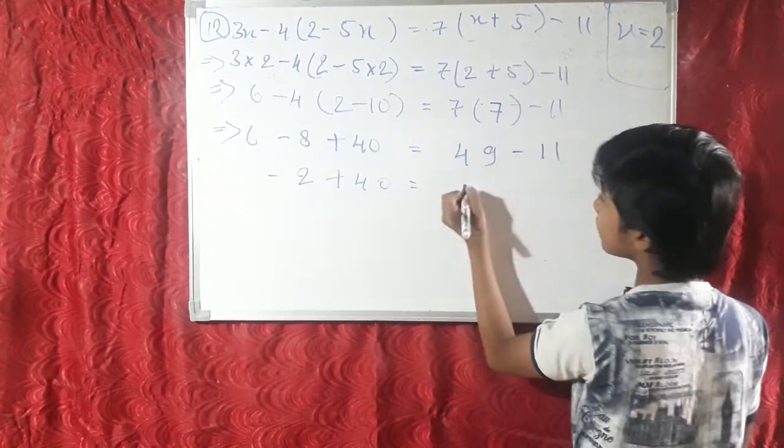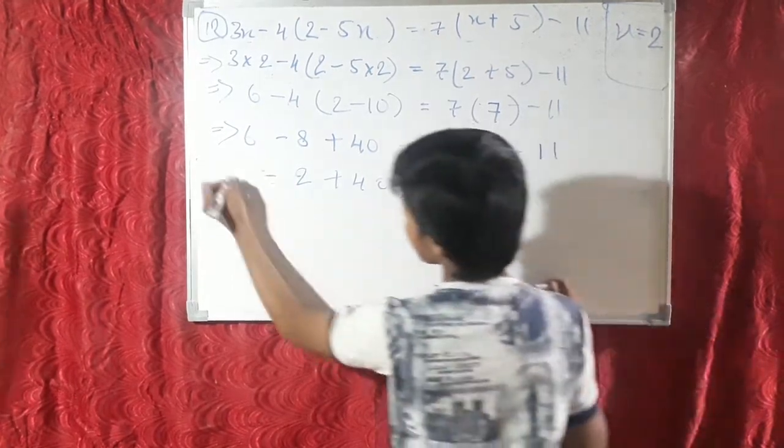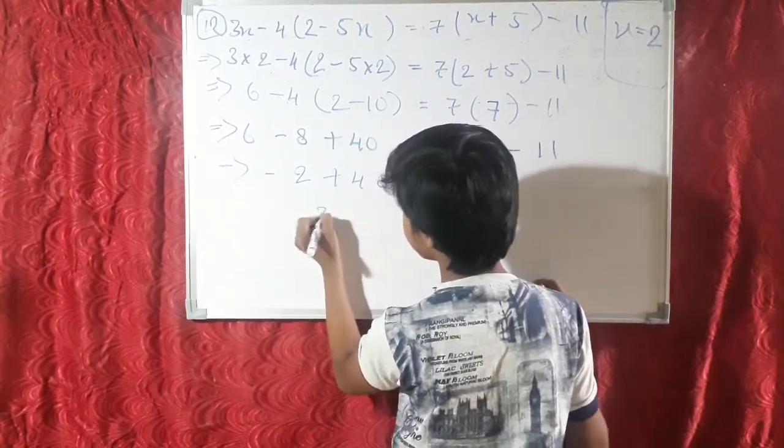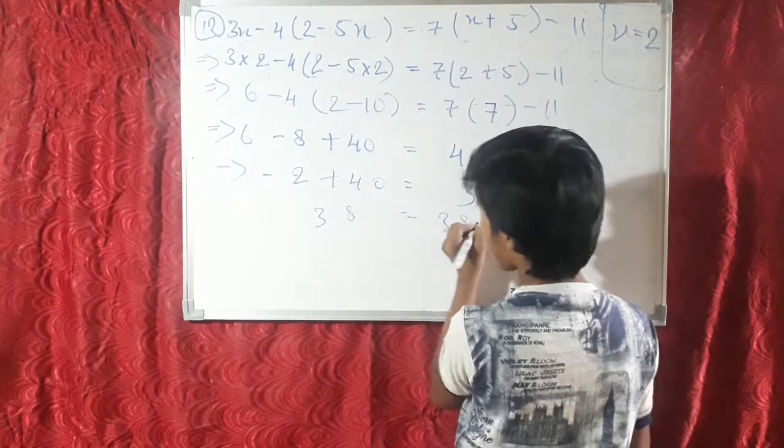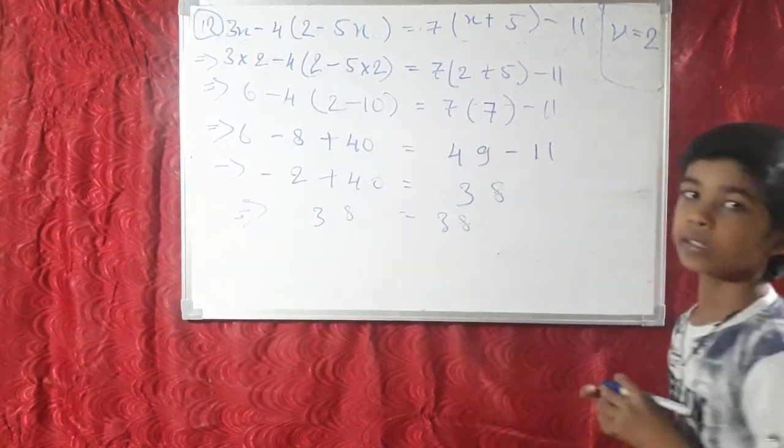When it is solved, it will be 8 and 38, and minus 2 and 38, so 38 is equal to 38, so our answer is correct.